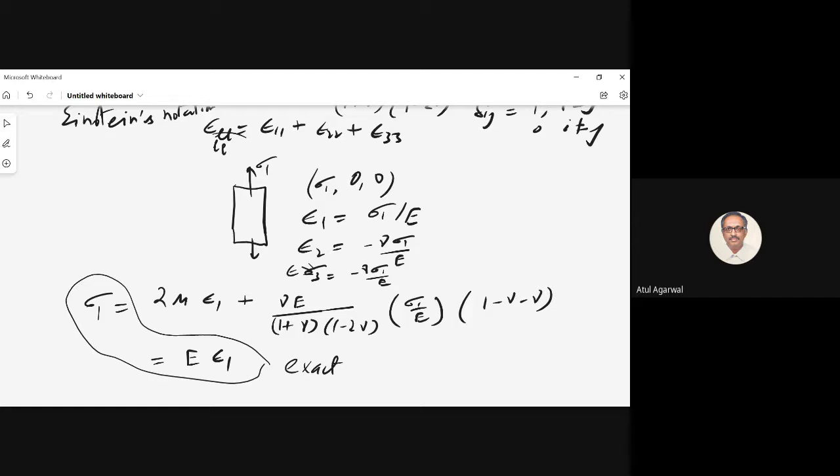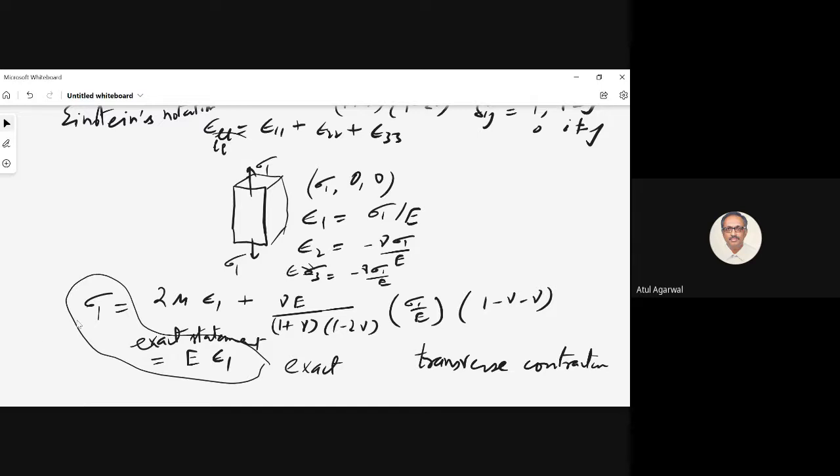When you are allowing transverse contraction. You applied a uniaxial load, but you did not prevent transverse contraction. Your bar was contracting in both the transverse directions. In that case, this is an exact statement. We are not making any simplification, any approximation.